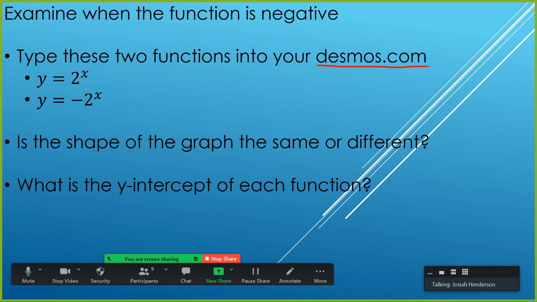We're going to be comparing the parent graph, the 2 to the x. Here's how we say that out loud. 2 to the x power. This is our parent graph. It's kind of like the most basic, original, starting exponential function we can have.